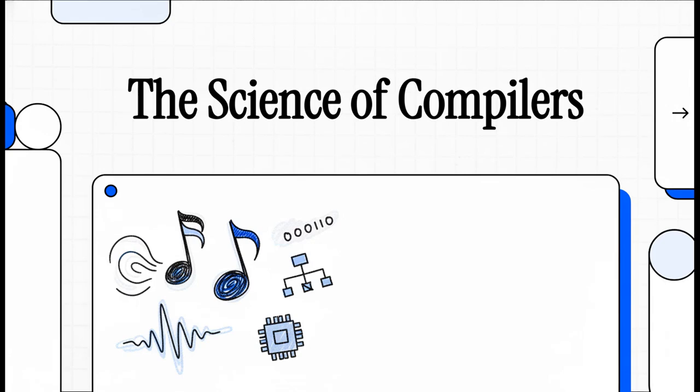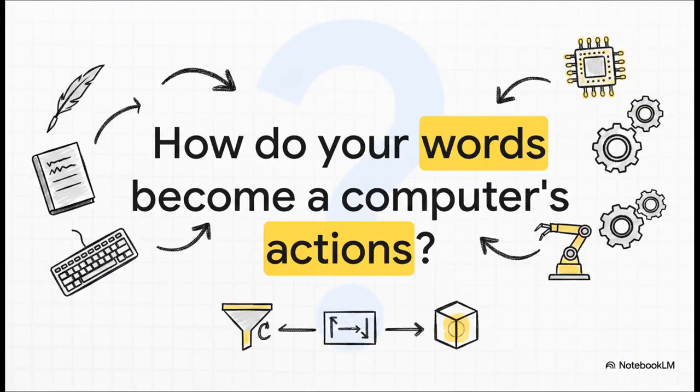Have you ever really stopped to think about it? How do the words we type into a screen actually make a computer do something? It can feel like magic, but today we're going to peek behind the curtain. So, how do our words become the computer's actions? It's this incredible translation process, and it all comes down to a really cool piece of science, the science of compilers. So let's get into it.